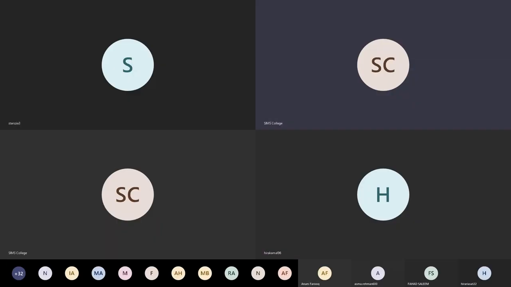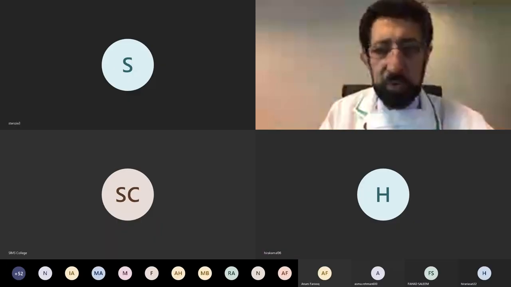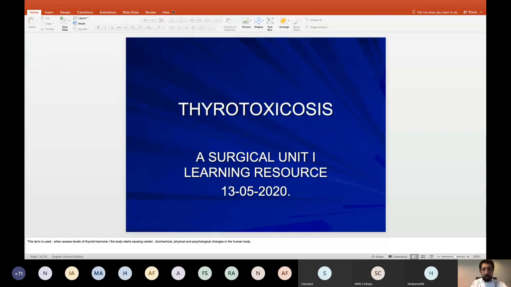and what kind of a toxicity it is and what are the symptoms we are going to discuss. But broadly speaking, this thyrotoxicosis is a condition where it brings around a lot of biochemical changes in the body, certain physical changes in the body, and also certain psychological changes in the body. So this is basically a triad of a biochemical change, a physical change, and a psychological change as well. So we're going to talk about all these today.